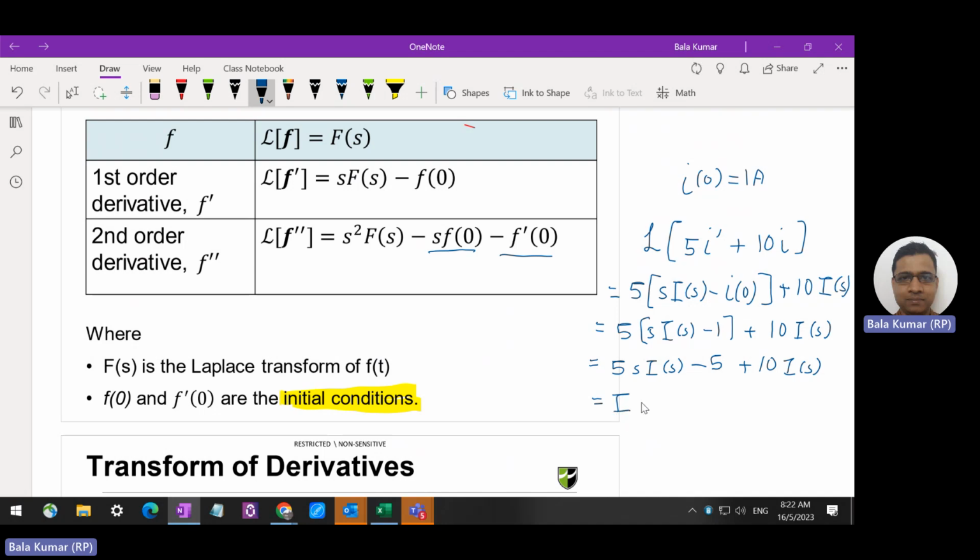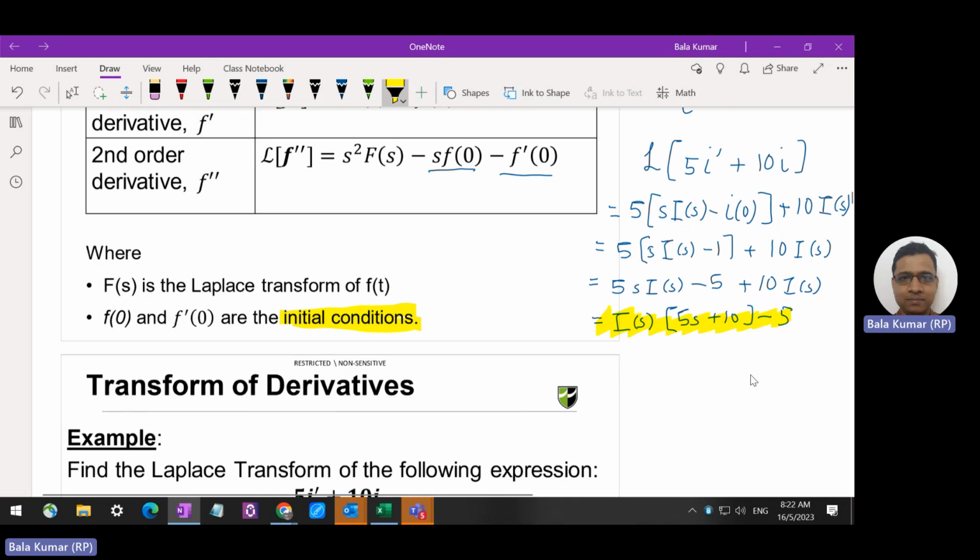We write the I(s) here and look for all the terms that contain I(s). So we have 5s here, so 5s. This one doesn't contain it, no need. This one is plus 10. And then we write the terms without I(s), which is minus 5. So this is the final simplified expression. This expression, when we transform it into S domain, we get this expression.